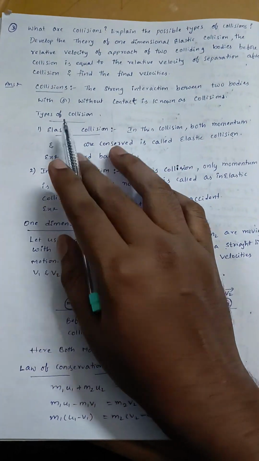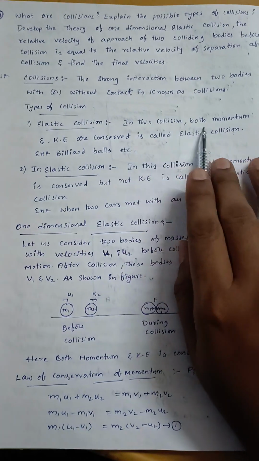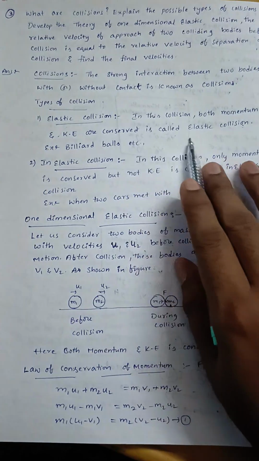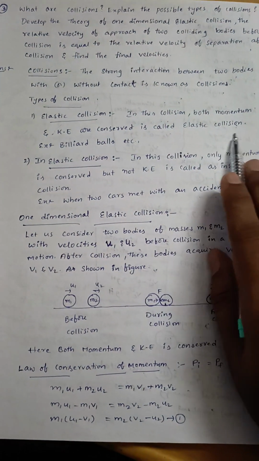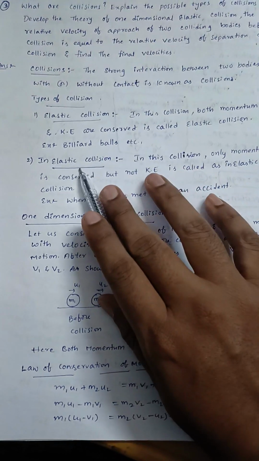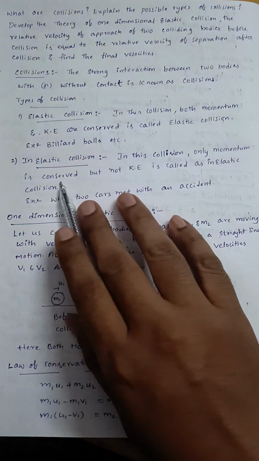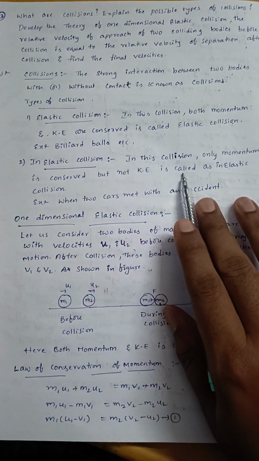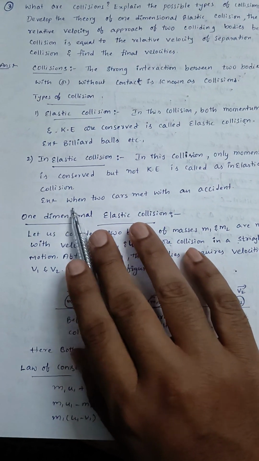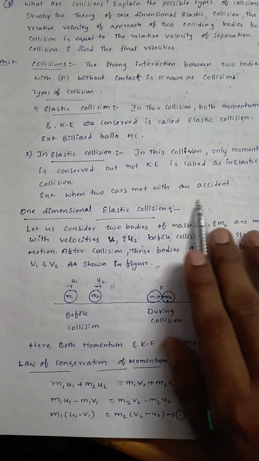Now, types of collision. First, elastic collision. In a collision where both momentum and kinetic energy are conserved, it is called elastic collision. Example: billiard balls, etc. In an inelastic collision, only momentum is conserved but not kinetic energy. The best example is when two cars meet with an accident, etc.